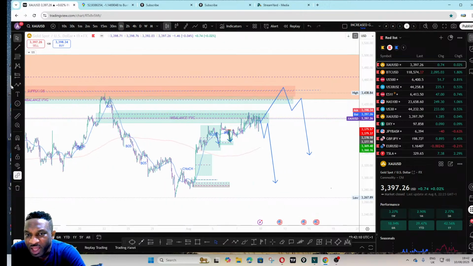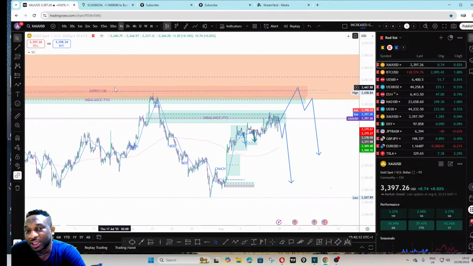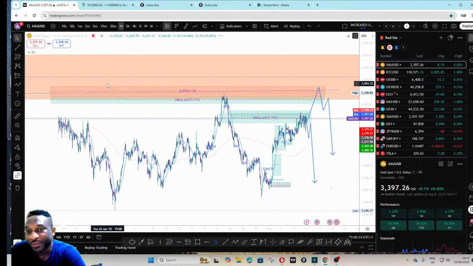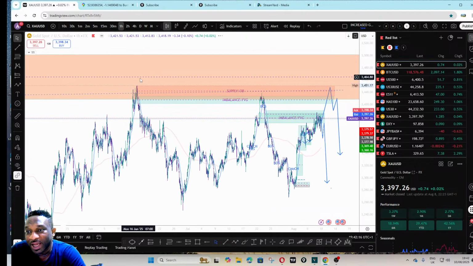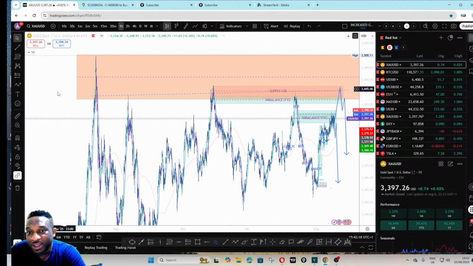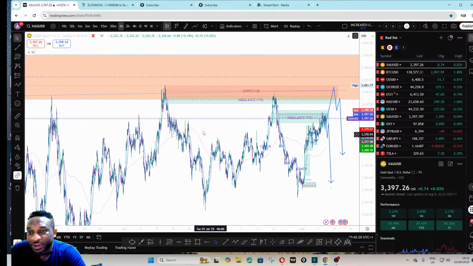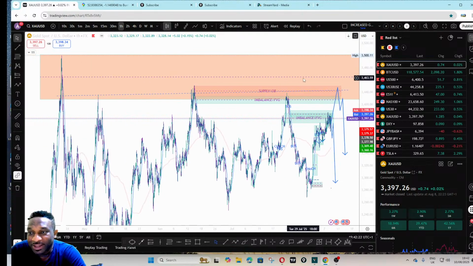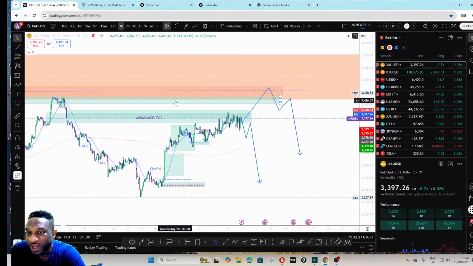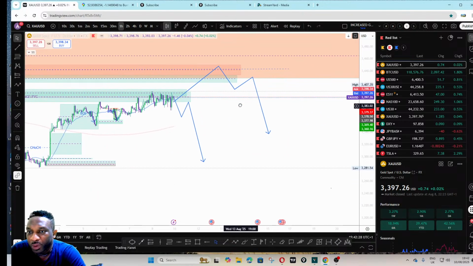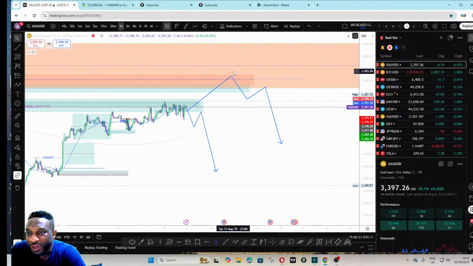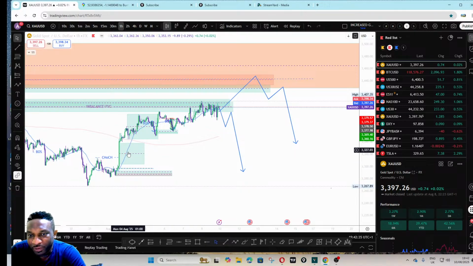So if price gives us this liquidity sweep here, which we identified on the higher time frame, so we can see that there are equal highs here, and then if we get this liquidity sweep here, that will be good. And then from there on, we look out for an entry setup, take it to the downside for all these pending areas to be cleared.